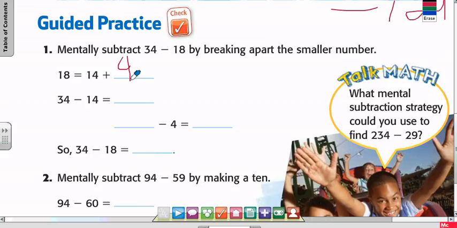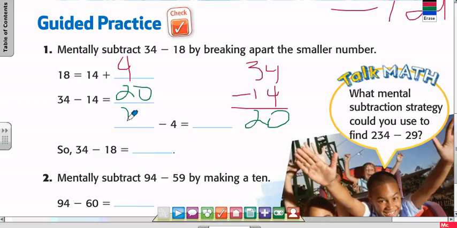4, right? So what they did was they took 34 minus 14. So they had to do that first, so 4 minus 4 is 0. And 3 minus 1? 2. So that was 20. So then they took 20 minus 4.